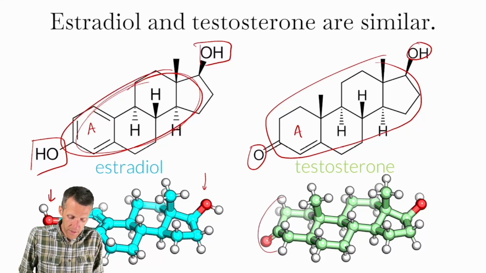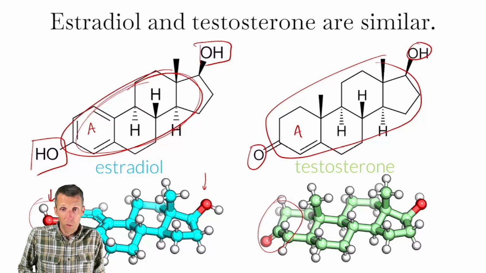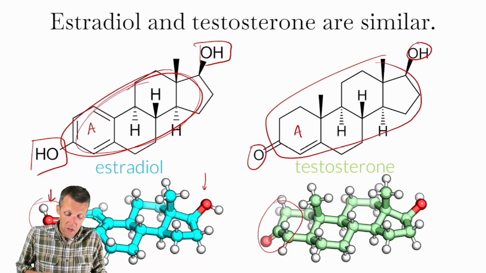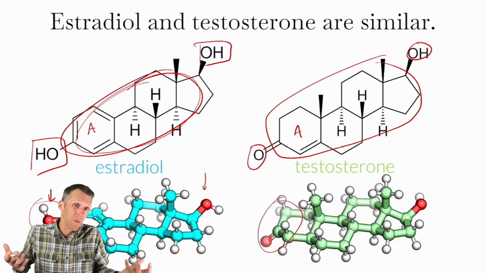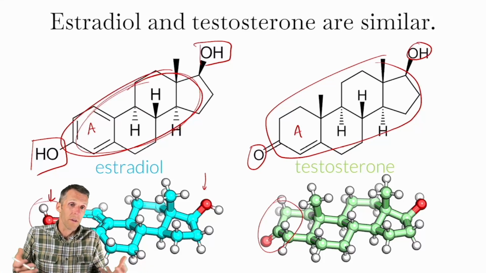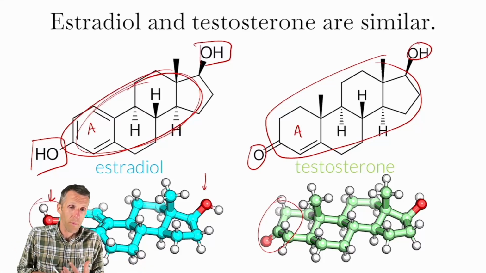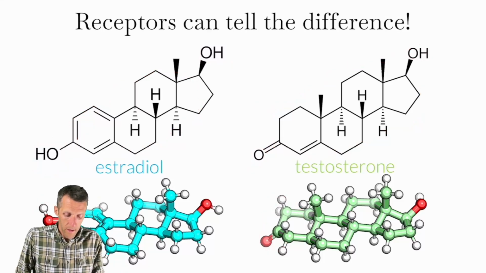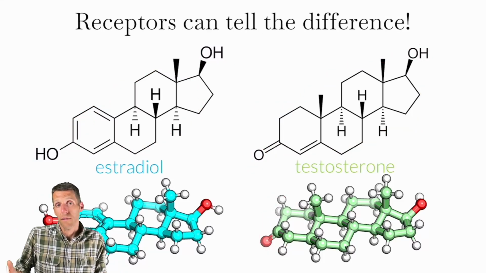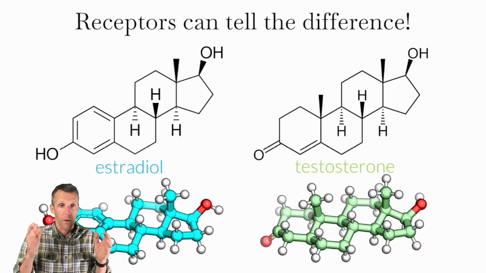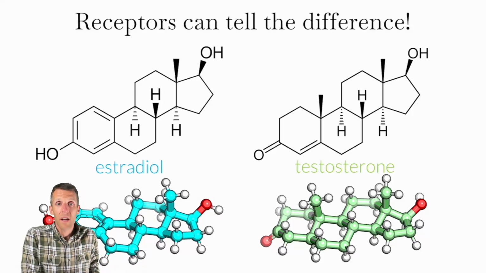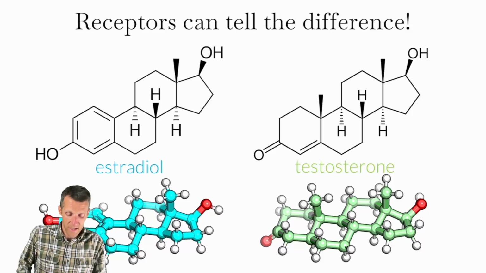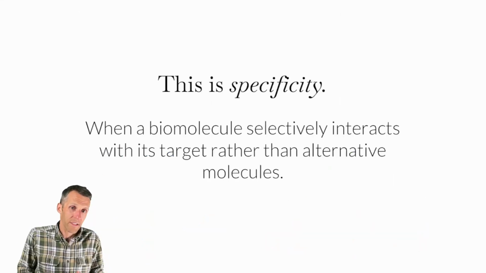There are some geometric differences down here, but overall, if you were to say, oh yeah, do these bind to the same site or different sites? My first guess would be that they would bind, that they have similar enough geometries and similar enough ability to form contacts. I'd be like, yeah, these can probably stick into the same site. But receptors can, in fact, tell the difference. The estrogen receptor responds almost exclusively to estradiol. The androgen receptor responds almost exclusively to testosterone. That is a remarkable and cool fact.